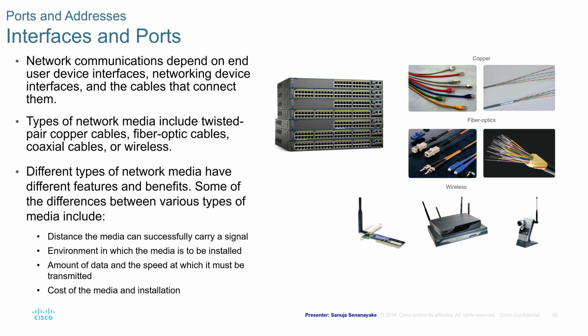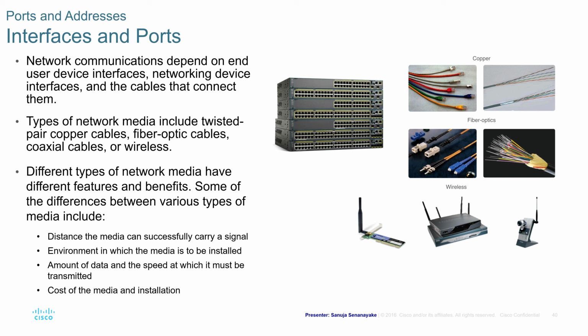Interfaces and ports. Network communications depend on end user device interfaces, networking device interfaces, and cables that connect them. Types of network media include twisted pair copper cables, fiber optic cables, coaxial cable, or wireless. As we mentioned in module 1, all of these types of cables can be used when you are communicating from your home to the internet.